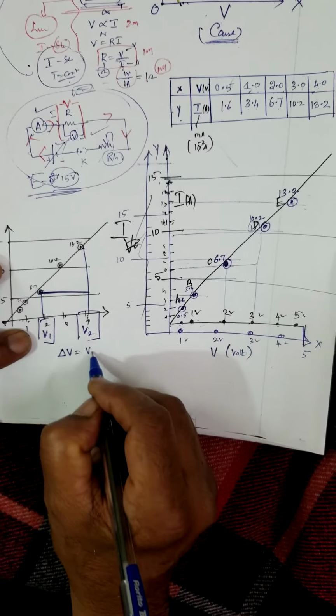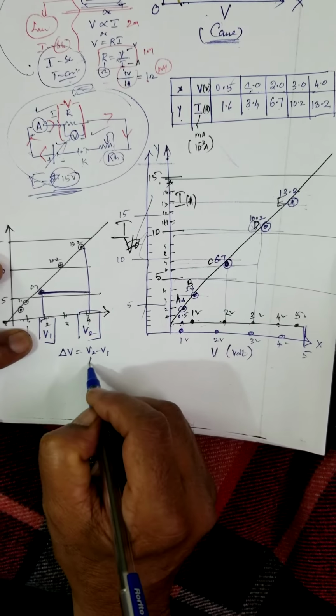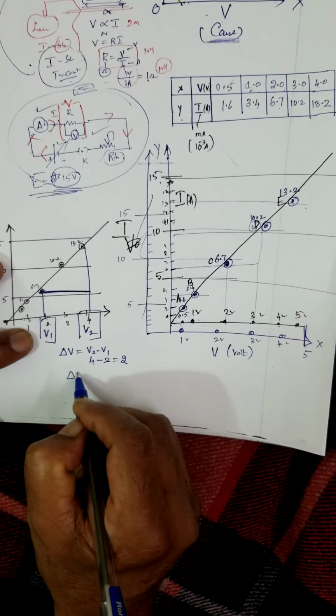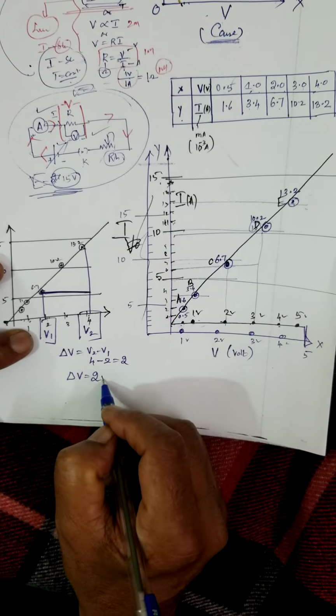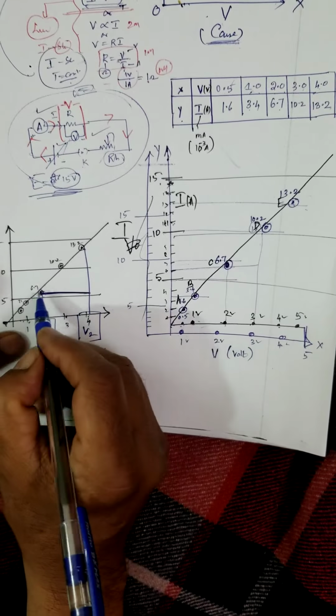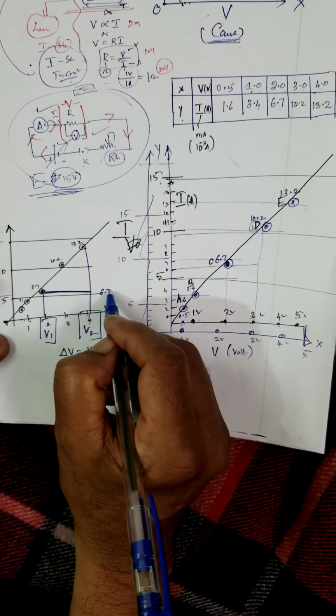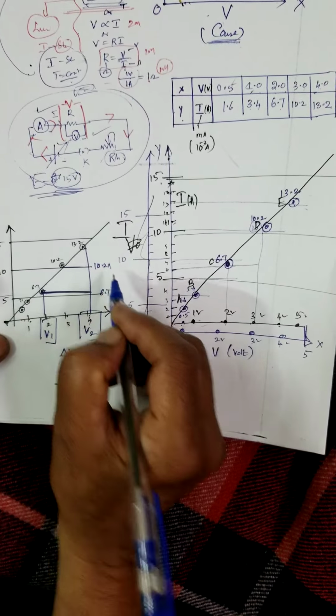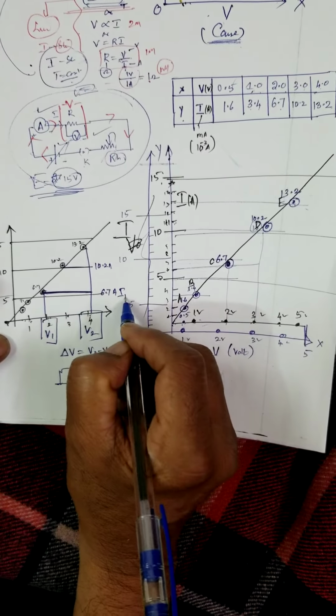Difference in voltage is V2 minus V1. V2 is 4 volt, V1 is 2. Therefore, the difference in voltage is 2 volt. Now what is the current here? 6.7 ampere here, 10.2 ampere here. This is I1, this is I2.